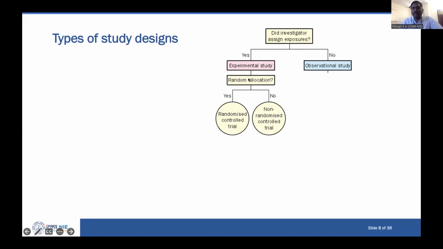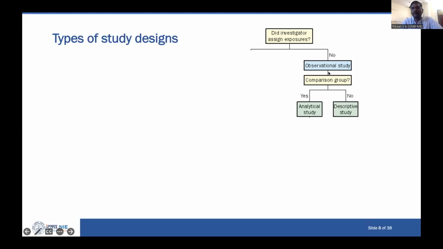Within the experimental study, if you are randomly allocating patients to receive or not receive the treatment, it becomes randomized controlled trial. If there is no random allocation, it becomes non-randomized controlled trial. So we are not going to look at this part in this session, so I'm just going to hide it.